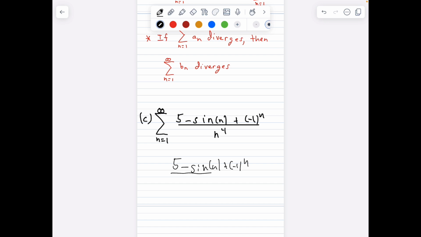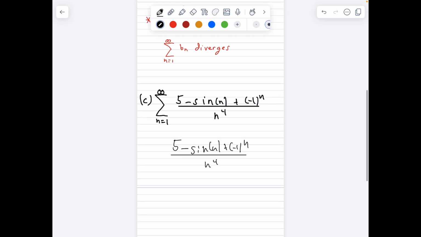Now, with this type of sequence, I notice a couple things: you have that sine and that minus 1 to the n. And what I'm noticing about that is that sine is bounded. Sine is less than or equal to 1, and it's greater than or equal to minus 1. And minus 1 to the n is squeezed in between 1 and negative 1.